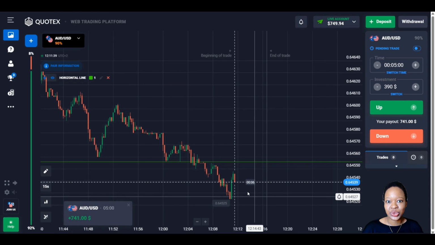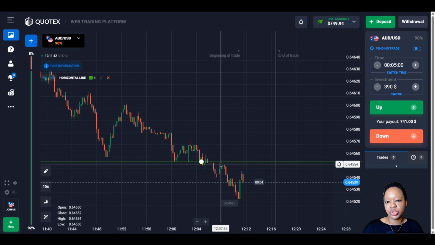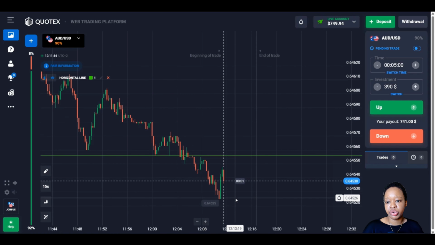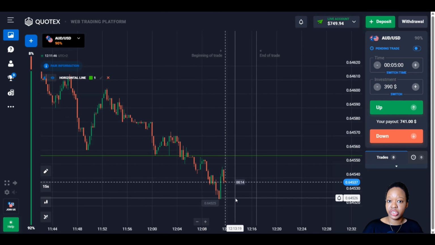This is quite good. You can see the price really continued down and the support level was broken through. So here I got a very good profit. The bot's prediction was correct again. The bot really confirmed my entry point here.